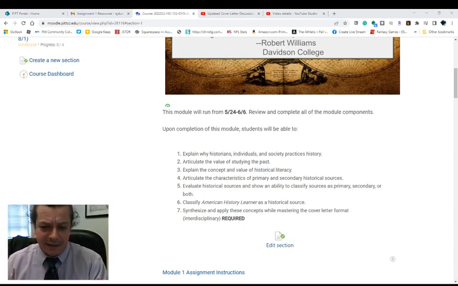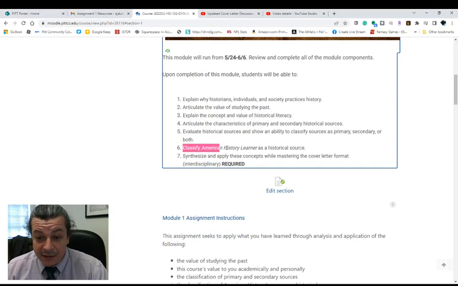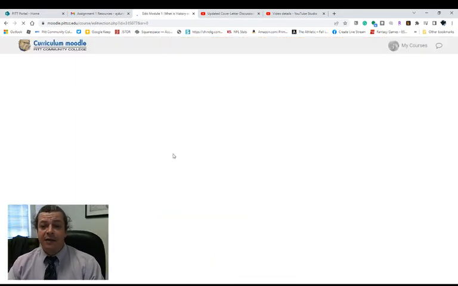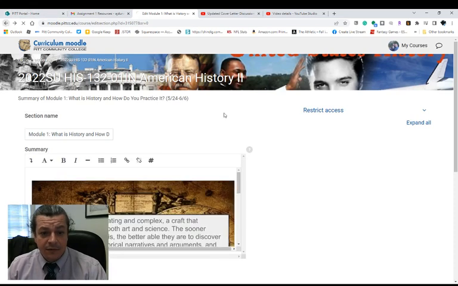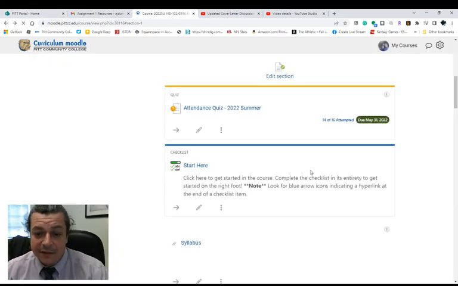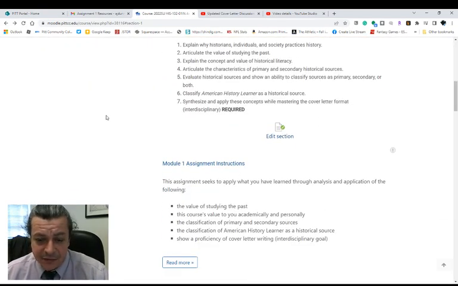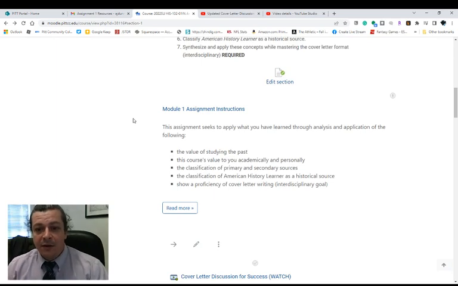You'll learn about that in the lesson in the module. But you want to be able to classify sources, and then we're going to try to classify American history learner as a historical source. And in the end, you're going to hopefully apply this in your module assignment and synthesize all these ideas through your cover letter. So each module will start with a set of module objectives, and then I'm going to present you with the instructions for the module assignment.